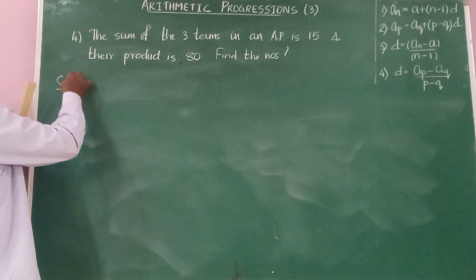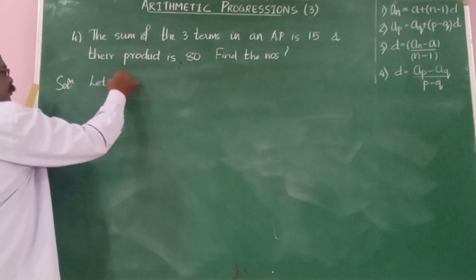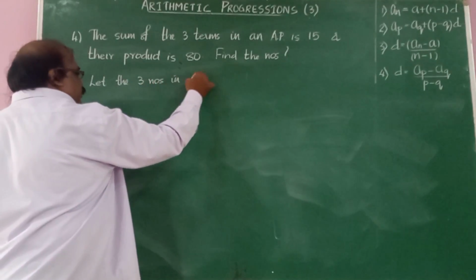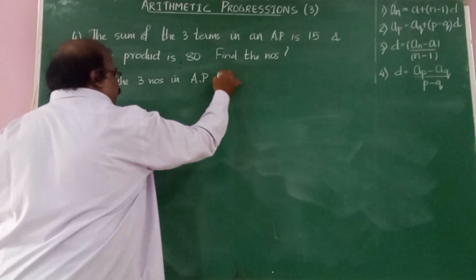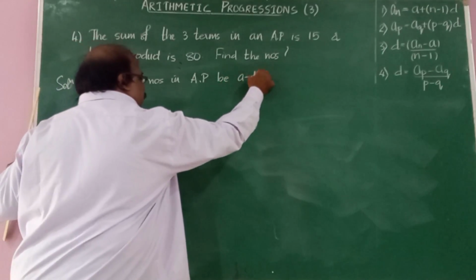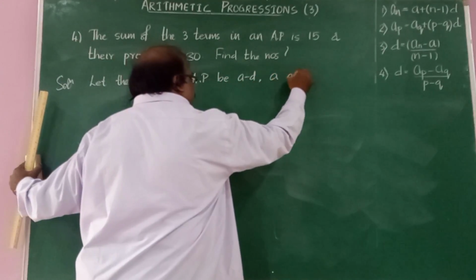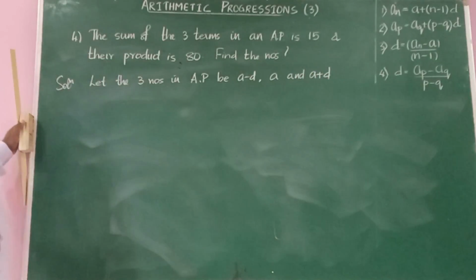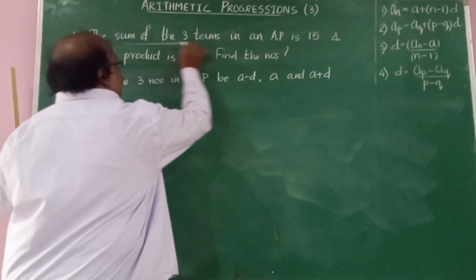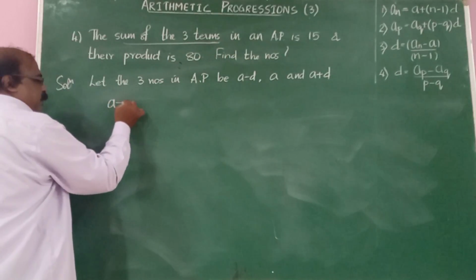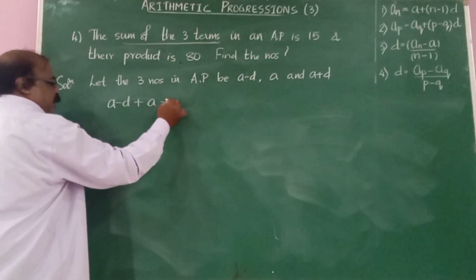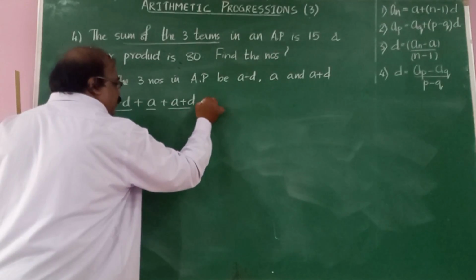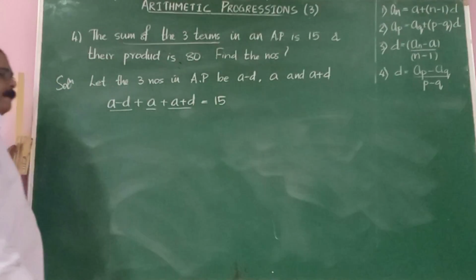Solution. Let the three numbers in arithmetic progression be a minus d, a and a plus d. Let me use the first condition. The sum of the three terms, a minus d plus a plus a plus d, I told you is 15.